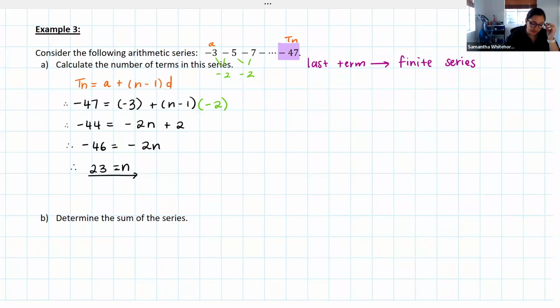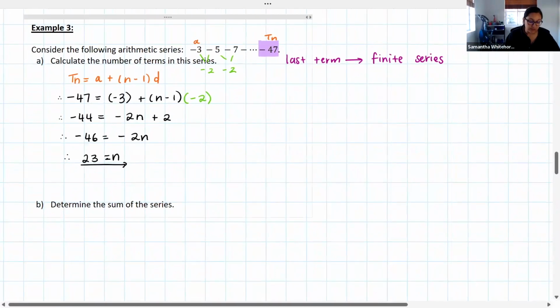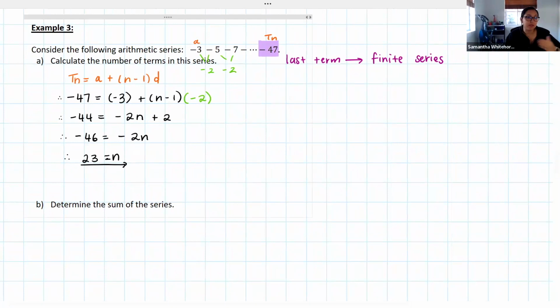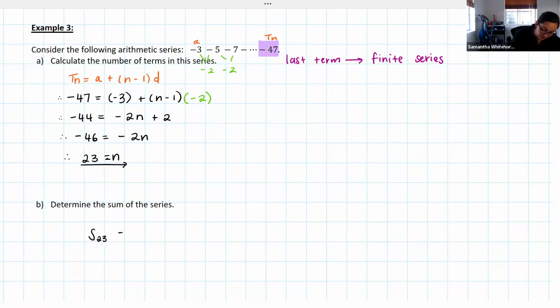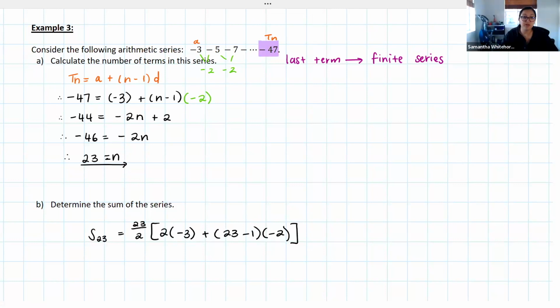Now, all of this was really useful for me because now you can see in the second question, it says determine the sum of the series. I would not be able to do question B if I didn't know how many terms were in my series. So now that I know that, I can use my formula. So S of 23 terms is equal to 23 over 2, open bracket, blah, blah, blah. I'm not going to say it all. Okay, and then we just sub it into our formula.